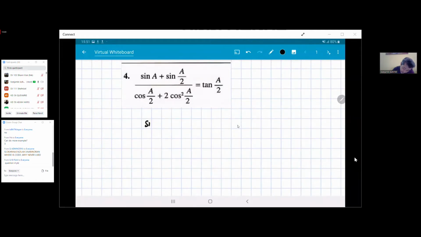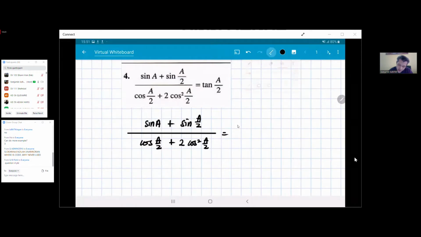So we have here sine A plus sine A over 2. Bawah dia ialah cos A over 2 plus 2 cos square A over 2 and then sama dengan. Of course here, I'm going to draw a line for the fraction. Okay? All right. Now, how am I going to judge which formula to use?